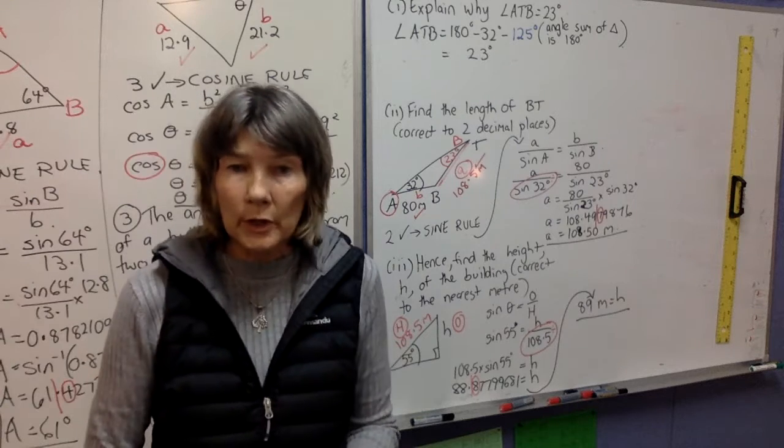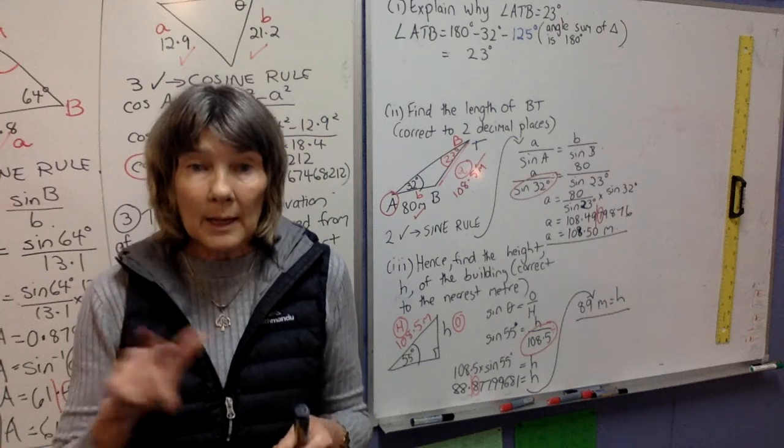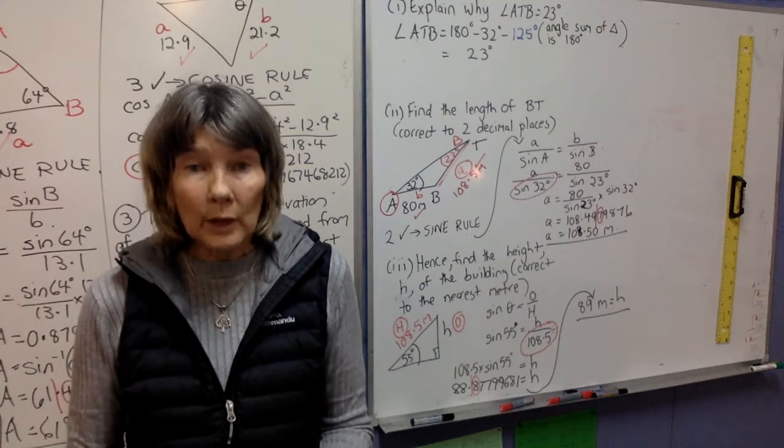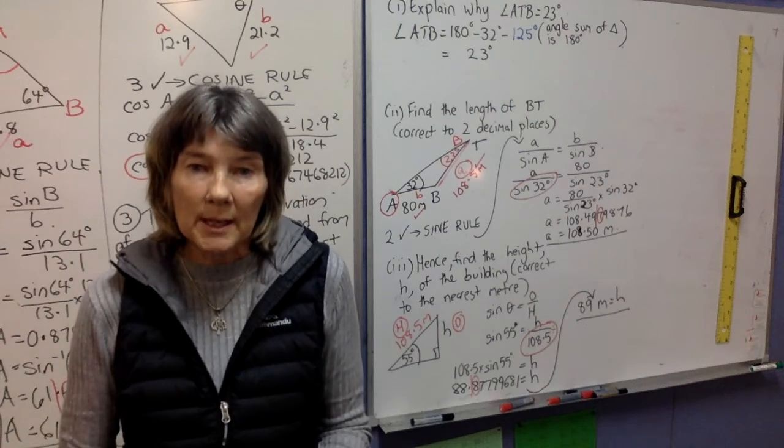Okay, so it's your turn to have a go at this work. So remember what I said, tick any given side, and if you're looking for a side, tick that. 2 ticks, it's sine rule, and 3 ticks, it's cosine rule.